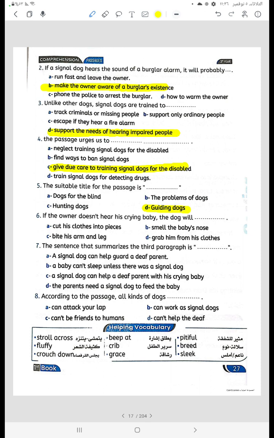If the owner doesn't hear his crying baby, the dog will cut his clothes into pieces. No. Smell the baby's nose. No. Bite his arm and leg. Grab him from his clothes. رقم D. The sentence that summarizes the third paragraph is. Third paragraph.